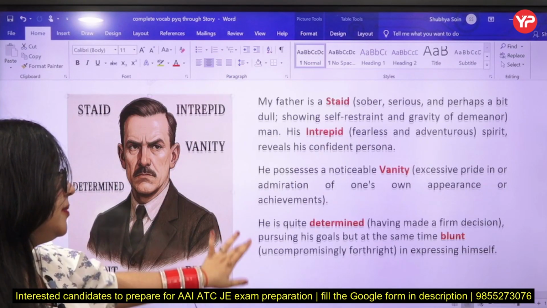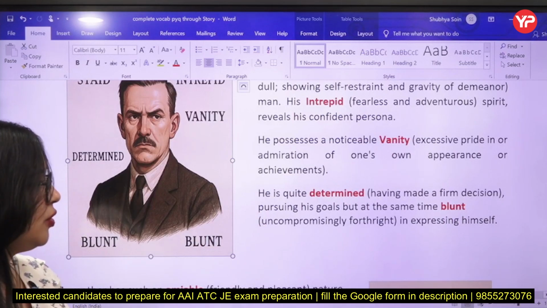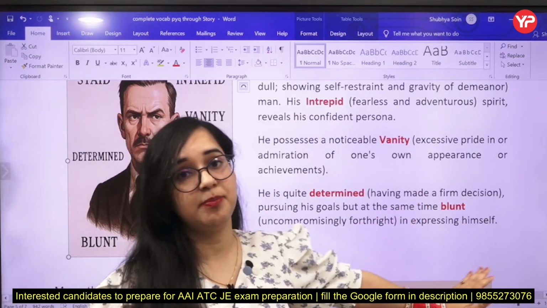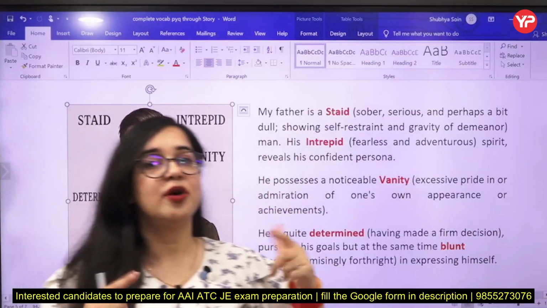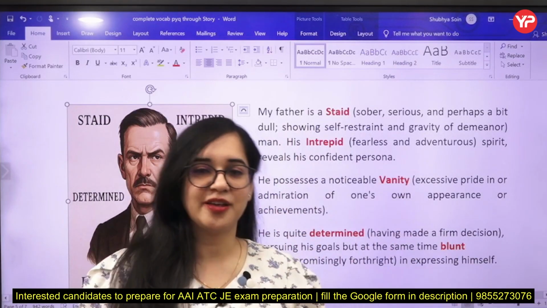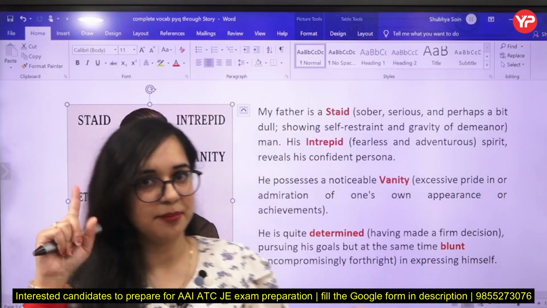He is quite determined to fulfill his own goals, but at the same time, he is very blunt when he is expressing himself. He is very straightforward. Remembered all the words related to father, all the PYQs related to father's personality, done, tick.